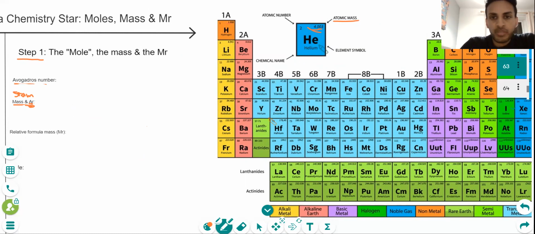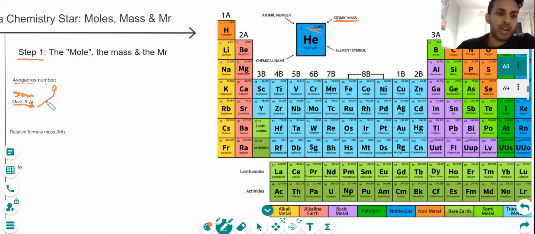The relative atomic mass is essentially the average weight of each atom of the periodic table, or each element, if you will. For example, for helium, you can see here the atomic mass is the number in the top right corner. It's around 4. Each of these atoms has a number in the top right corner, and this indicates its relative atomic mass. Now, how is this relevant, and how is this linked to Avogadro's number?